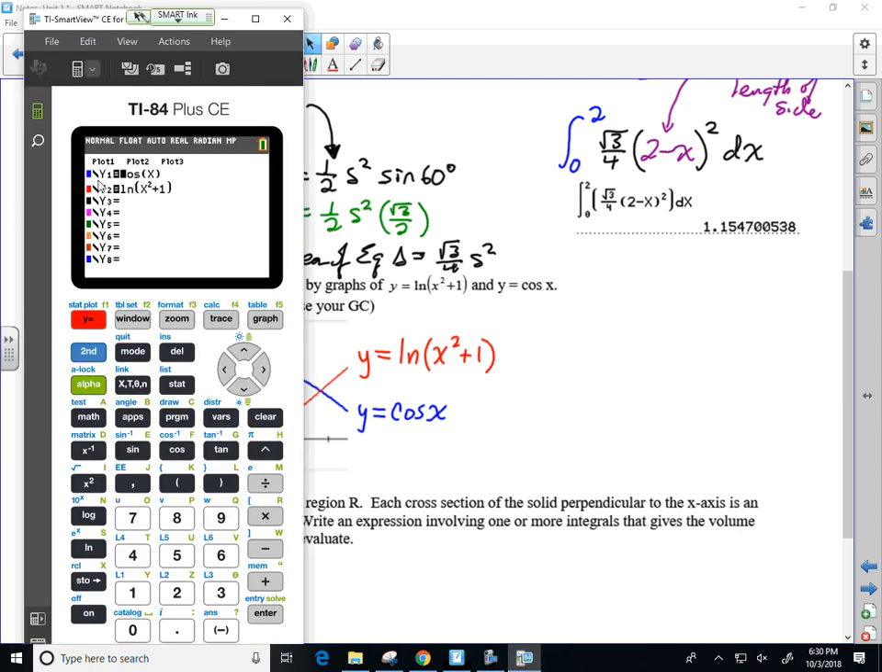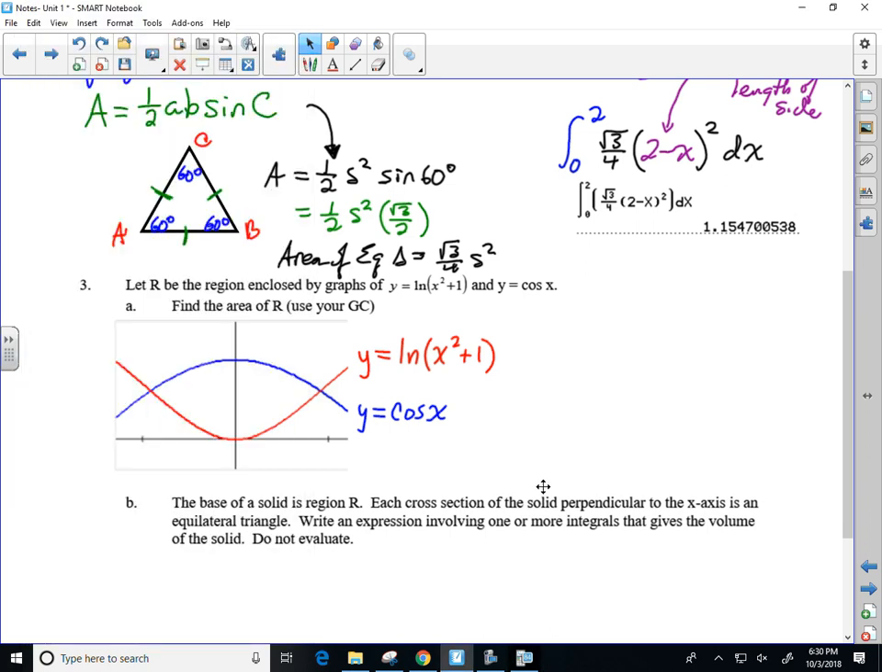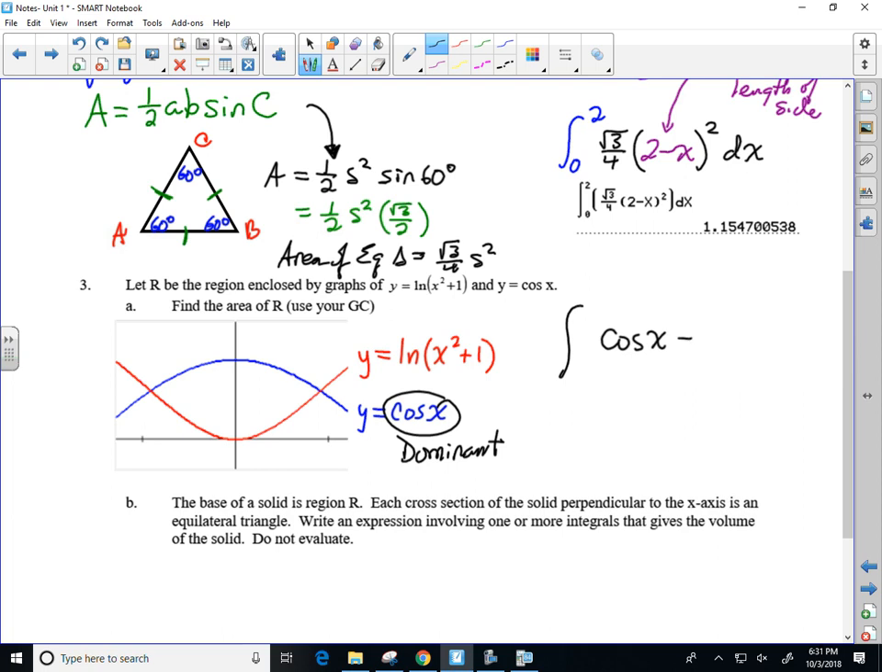But again, when I typed it in, the indicator here was that it was blue, here is red. If you don't have a color screen, then you just want to keep track of which one got graphed first, because it graphs it in sequential order. All right, so I need a couple of things. First, I need to subtract from the dominant, this is the dominant, I'm going to take the cosine function and subtract from it the natural log function.